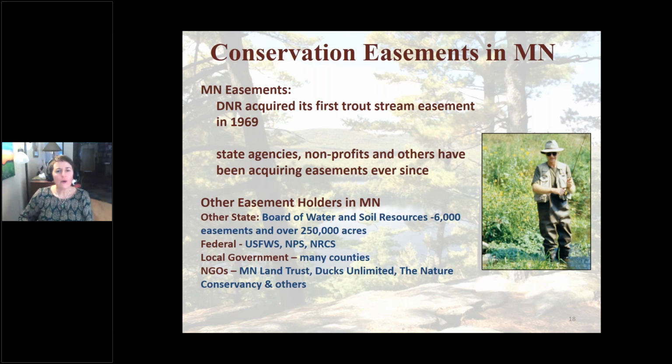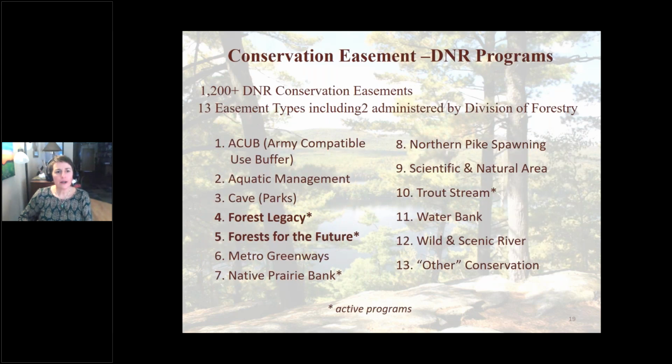So looking now at the easement programs in DNR, there are 13 different easement programs, and actually 4 of them are what are considered active right now, and 2 of those 4 are Division of Forestry easement programs, the 2 that are highlighted in bold, number 4 and number 5, Forest Legacy and Forest for the Future.